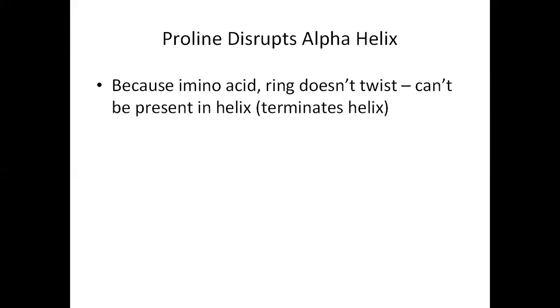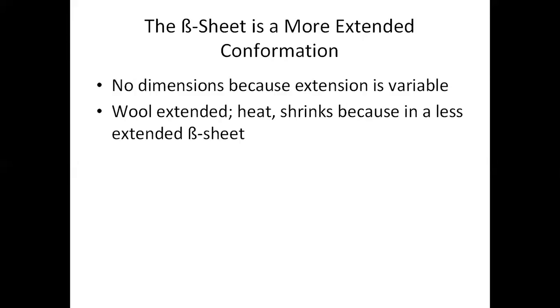Importantly, proline cannot be present within an alpha helix because it is an imino acid rather than an amino acid. The peptide bond cannot rotate normally, and proline will always terminate the alpha helix. The second common secondary structure is a more extended conformation than the alpha helix. In addition, the beta sheet structure can either expand or contract. Consequently, we do not think about beta sheet as having a definite size as we did with the alpha helix. Wool is an example protein which exists in a beta sheet structure. And you may be aware that you cannot heat a wool sweater because it will shrink.